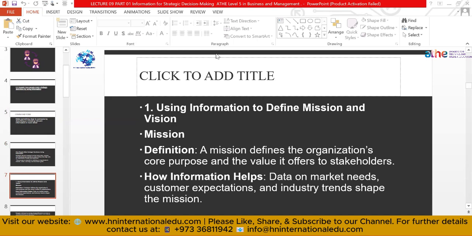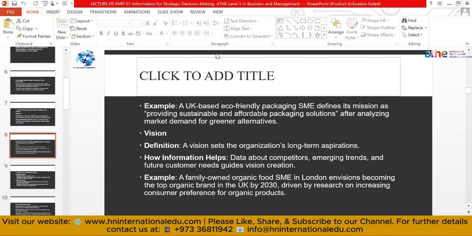Using information to define mission and vision. What is actually a mission? It is defining the organization's core purpose and the value it offers to stakeholders. That is why it exists and what you are going to offer to the people, with regard to stakeholders too. How does the information help? Simply, data on the market needs, consumer expectations, and industry trends shape the mission. What is the latest trend going on? What are the people expecting? You're going to take the stance accordingly.